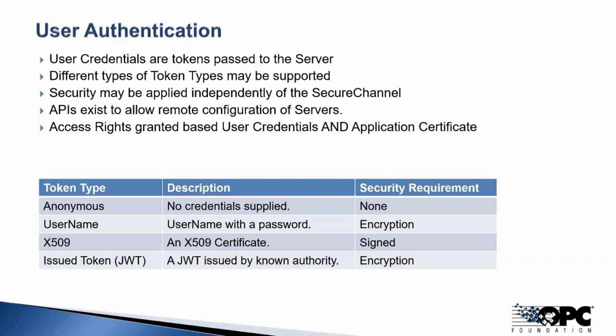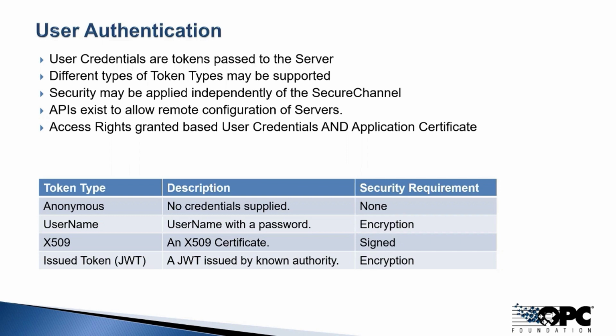X509 certificates are for use with smart cards. So every employee has an ID card. They plug it into a slot on the computer, and then that has a certificate that's then passed onto the server. The most interesting, and basically the way that we want to see applications move in the future, leverages JSON Web Tokens or JWTs.